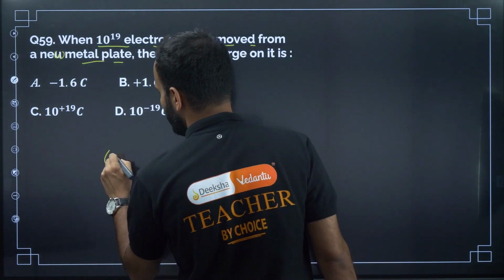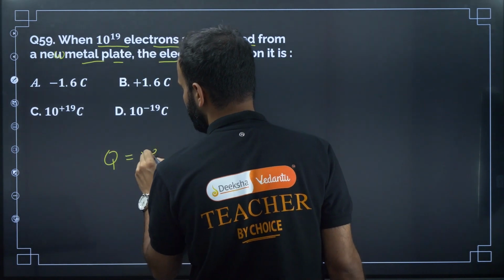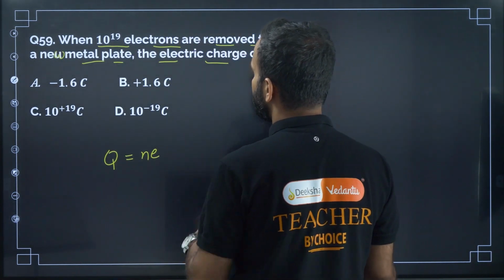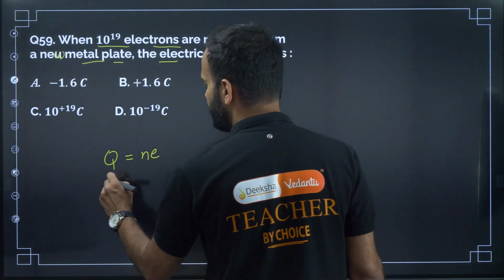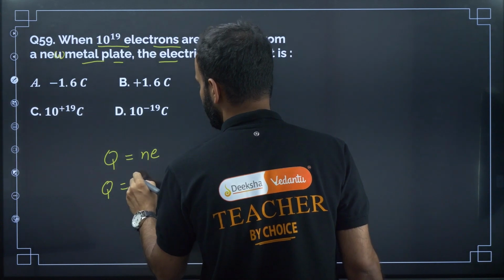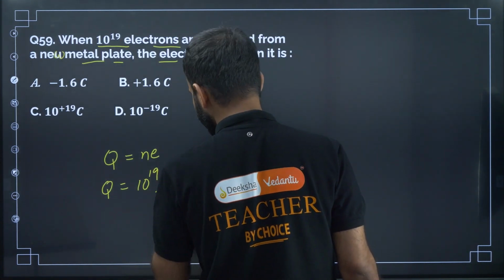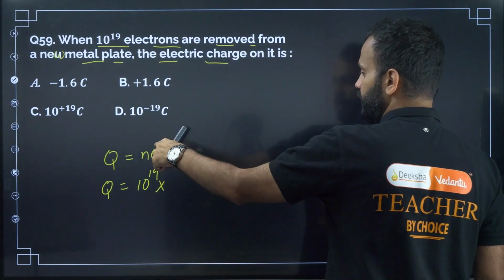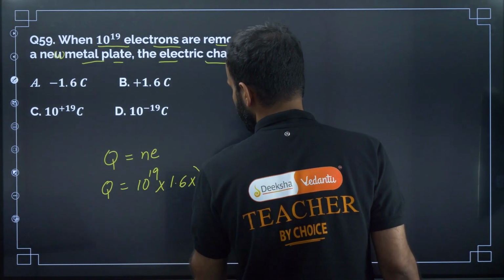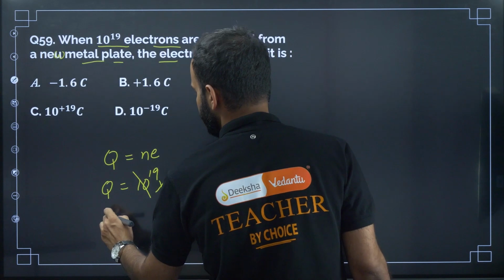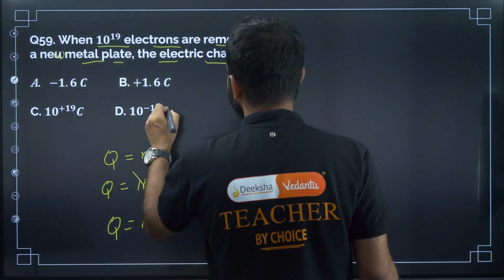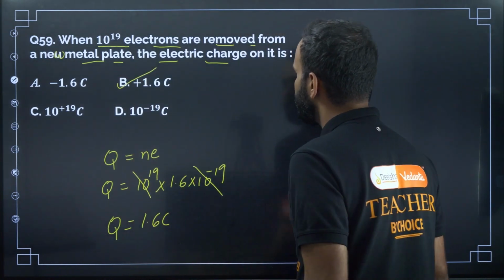So apply quantization of charge, Q equal to N into e. How many electrons have we removed? 10 to the power 19, so N equals 10 to the power 19. So now Q equals 10 to the power 19 into e, that is 1.6 into 10 to the power minus 19. The 10 to the power minus 19 and 10 to the power 19 will get cancelled. So Q equals 1.6 coulomb. So the correct answer is B, plus 1.6 coulomb.